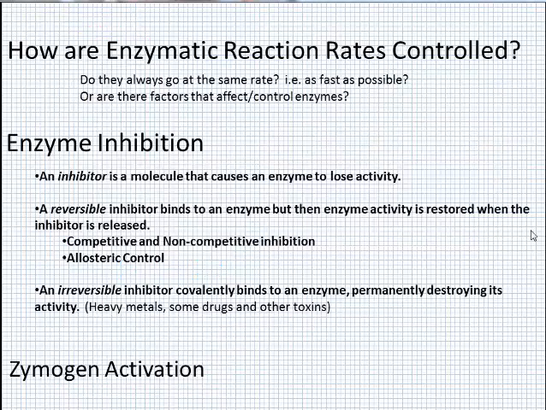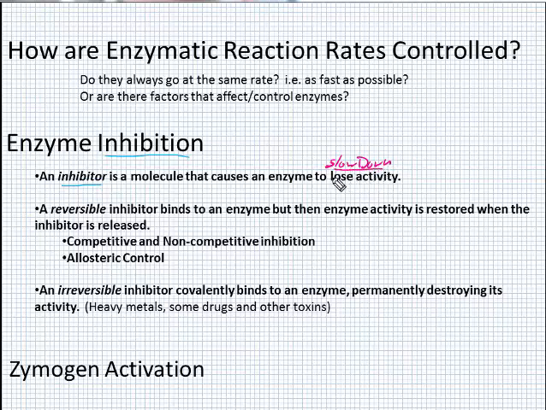So how are these enzymatic reactions controlled? I already talked a little bit about this with enzyme inhibition. We're going to delve into this in a little bit more detail. Again, an inhibitor is something that causes an enzyme to lose activity, or if you wish, slow down. So what's the point of slowing a reaction down? I mean, aren't these enzymes supposed to speed reactions up?